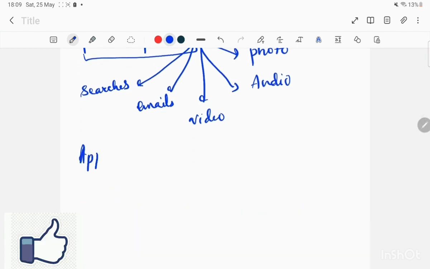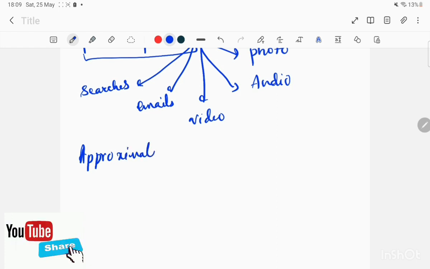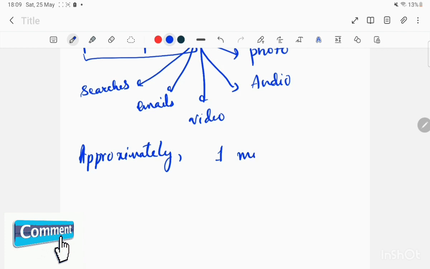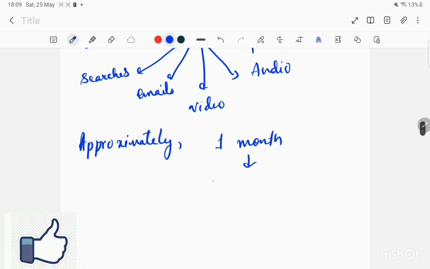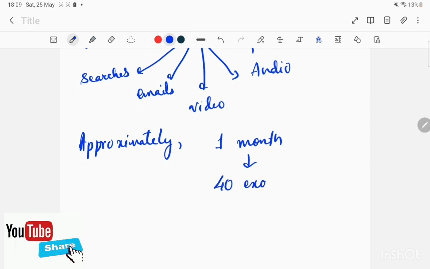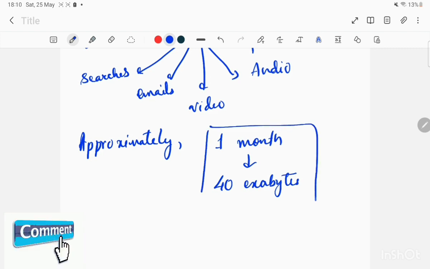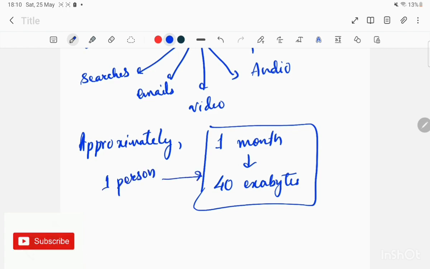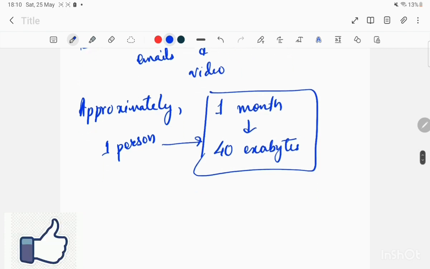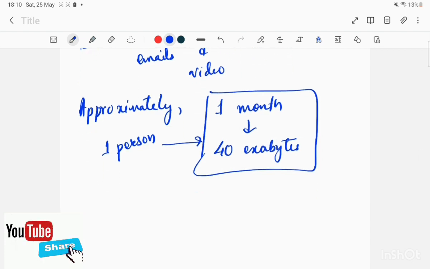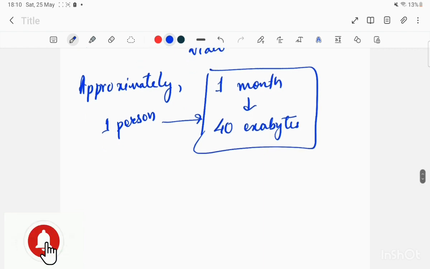So approximately, when a normal person is using a smartphone, in 1 month, a person can generate data of about 40 exabytes. So this is the data for one person while using a smartphone. If a person uses a smartphone for 1 month, he is supposed to generate 40 exabytes of data. Now the question is, what is an exabyte?